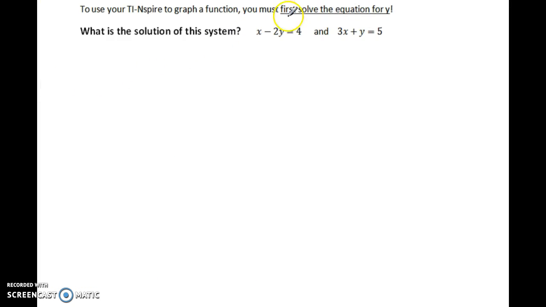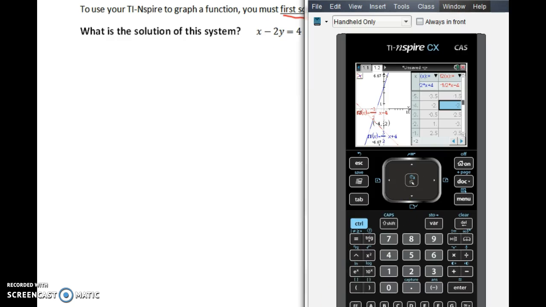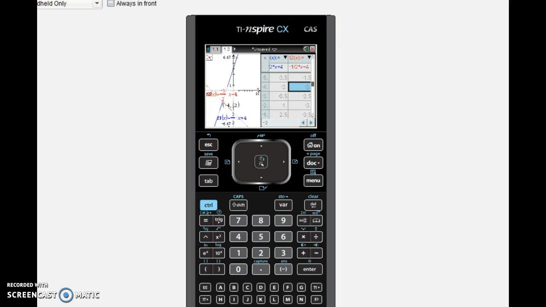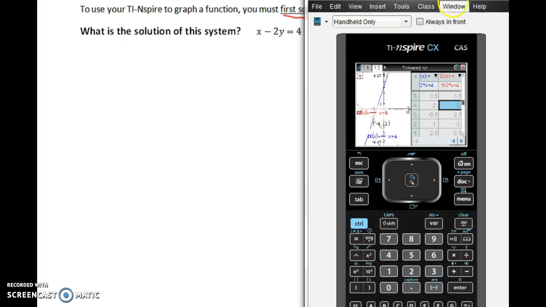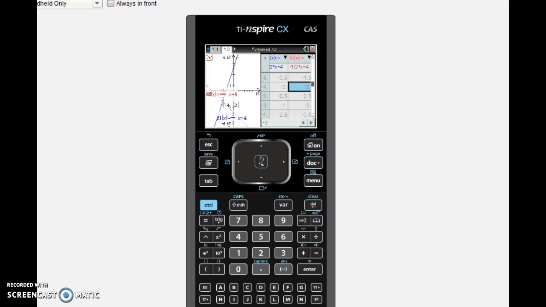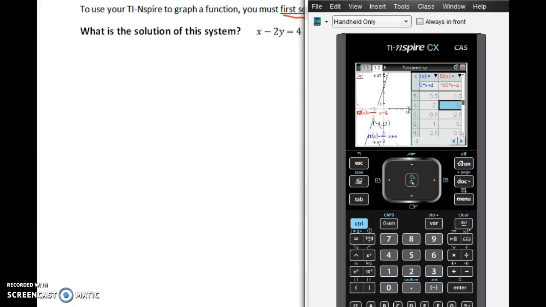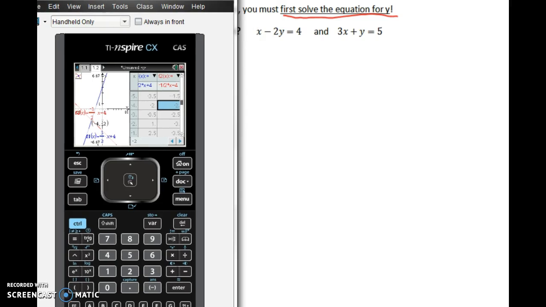So actually, this is outdated advice. You don't have to solve for y to graph in TI-Nspire. To graph on your graph paper, it might be a good idea, but on TI-Nspire, we can actually graph these without solving for y. Let me grab this and move this over so I can see these two equations.